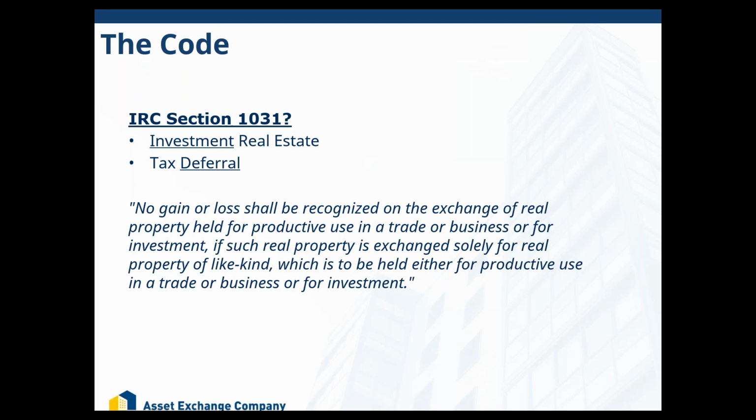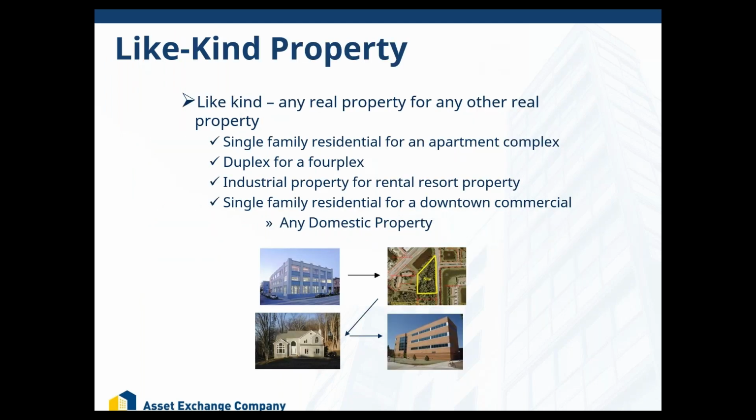Now the next part of the code where it states for investment. So for investment, that could be something as simple as, let's say you own a single family residential home and you hold it for investment. Well, how do you hold it for investment? It's a rental property, right? So you can take that rental property, sell it in a 1031 exchange, and then what can you buy as your replacement? Well, that's the next part of the code, like-kind property.